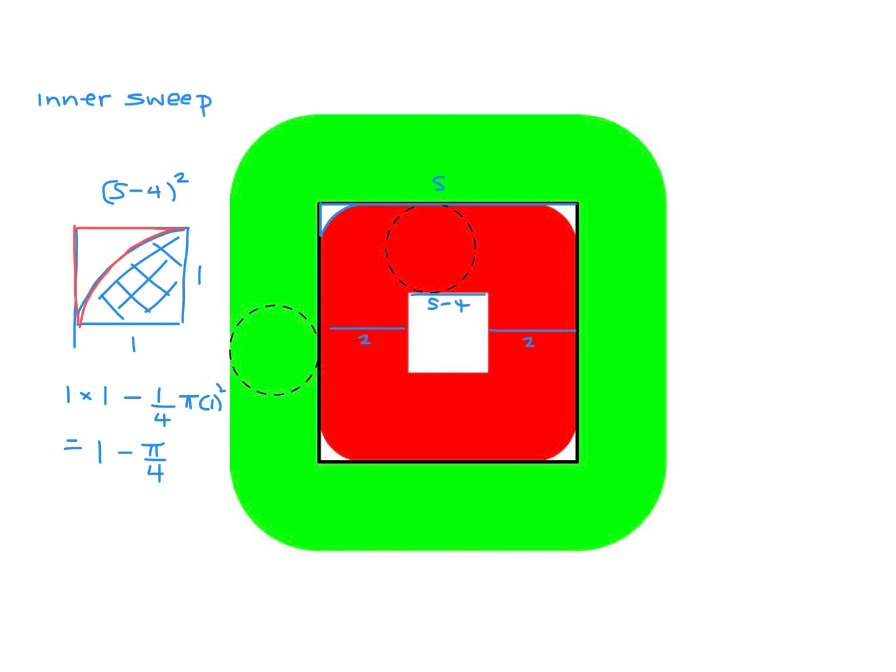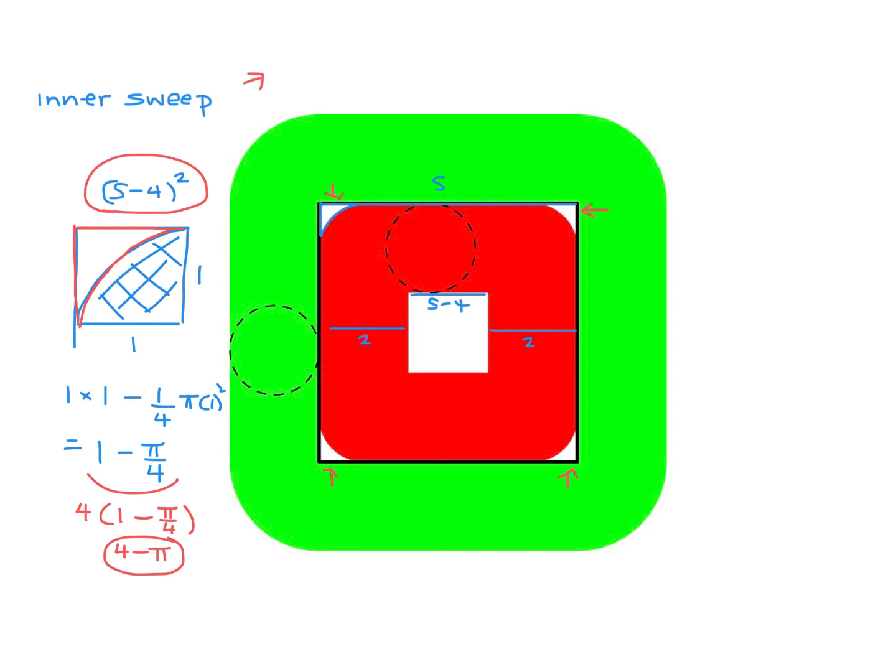But there's 4 of them, right? There's one corner here, one corner there. There's another corner here, another corner here. So 4 corners. So we have to take this and multiply by 4. And when we do that, we get 4 minus pi. Okay, so we've got the inner box, we've got the 4 corners. So now we can figure out the area of that red region.